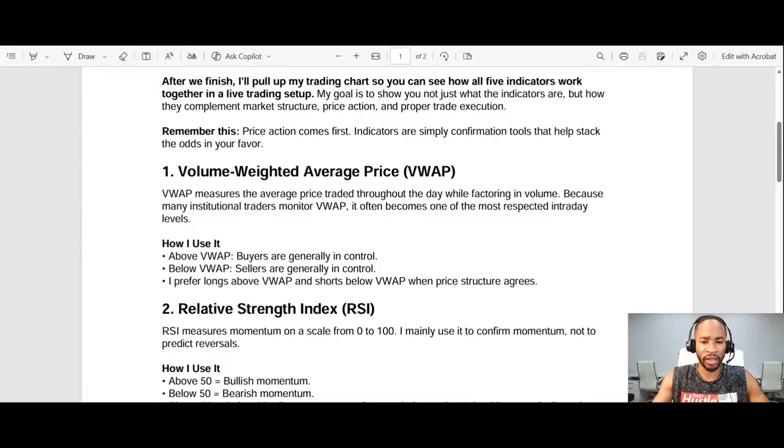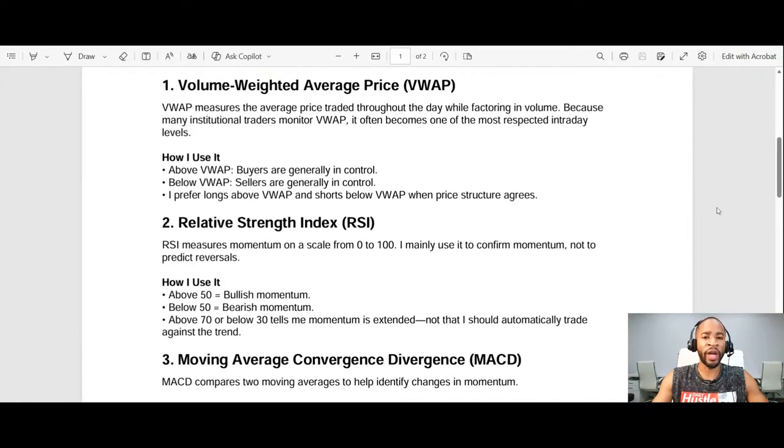So first up on your list, it's VWAP, the volume weighted average price. VWAP measures the average price traded throughout the day while factoring in volume. Because many institutional traders monitor VWAP, it often becomes one of the most respected intraday levels. How I use it. Above VWAP, buyers are generally in control. Below VWAP, sellers are generally in control. I prefer longs above VWAP, shorts below VWAP when price structure agrees.